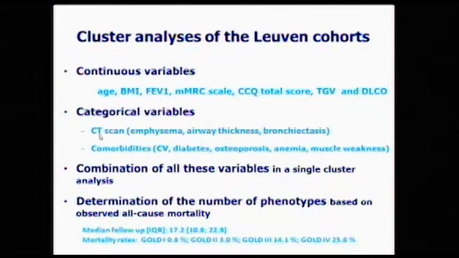And then we had a CT scan with scoring for emphysema, airway thickness, bronchiectasis, and we had all kinds of comorbidities. And we developed algorithms that really allowed us to use a single cluster analysis for all these variables. And we determined the phenotypes based on all-cause mortality.